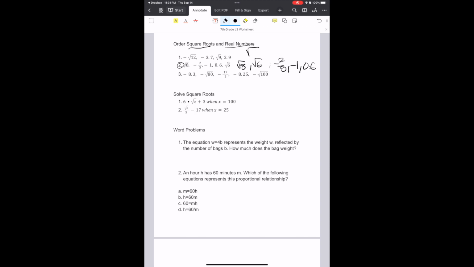So now let's move on to solving for square roots. Let's do number 2. Square root of x over 5 minus 17 when x is equal to 25. So let's do square root of 25 over 5 minus 17. The square root is basically saying what times what is equal to 25. If you remember our multiplication tables, we know that 5 times 5 is equal to 25. So this would be 5 over 5 minus 17. And 5 divided by 5 is equal to 1, so that'd be 1 minus 17, which is equal to negative 16. So your answer for this would be negative 16.